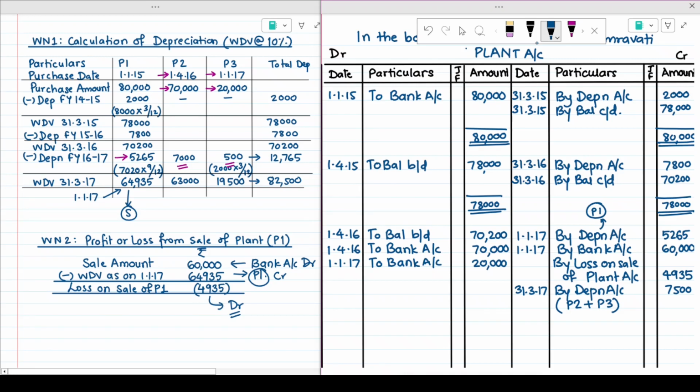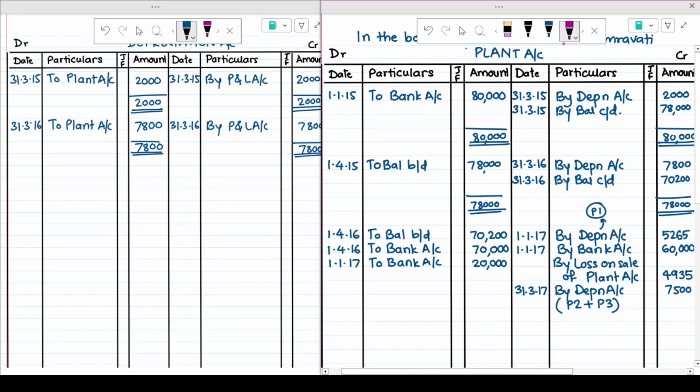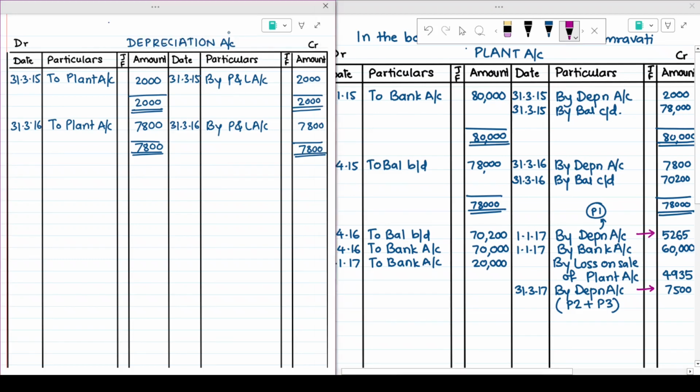So with this plant account posting is done. Now we need to do the posting in depreciation account. In third year we have passed two separate entries of depreciation. First is as on date of sale of first asset, plant 1, and second is plant 2 and plant 3's total. So two posting will be there. So depreciation account will be debited twice, on 1st Jan 17 to plant account. The value of plant is reducing, so crediting plant, the amount is 5265, and again at the year end 31/3/17 to plant 7,500. So all the entries are done.